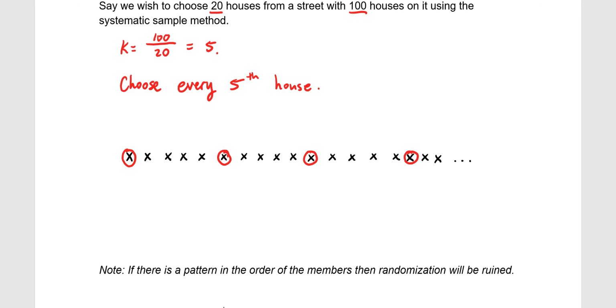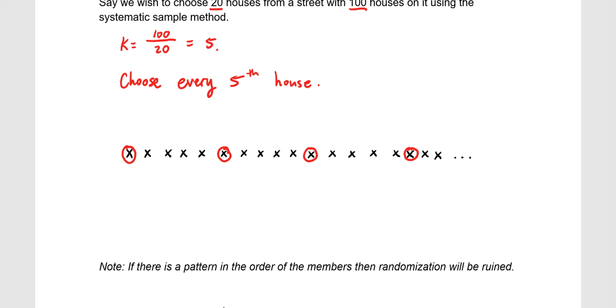Okay, and for the little note I put at the bottom: if there is a pattern in the order of the members, then doing the systematic method here will ruin randomization.